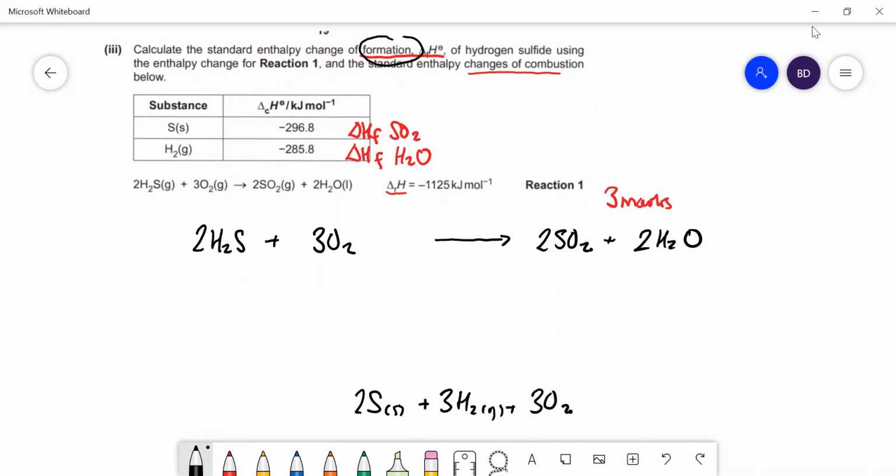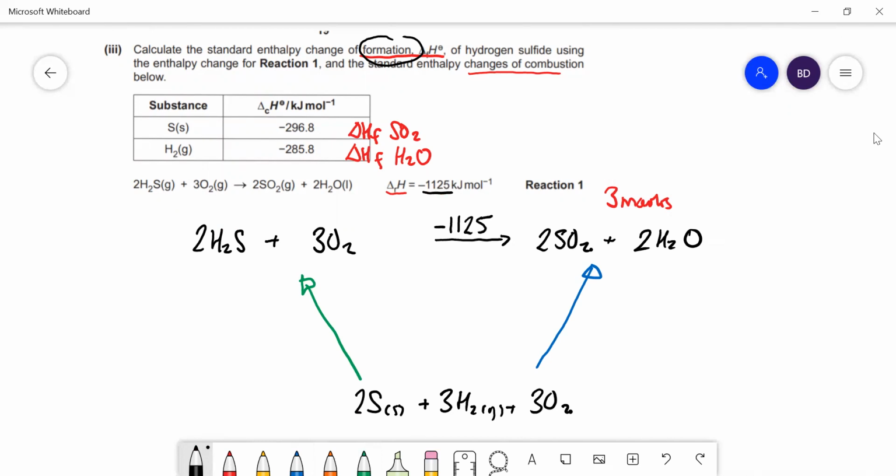Right, now which way are the arrows going to go? We're forming those things, so the arrows are going to go up. So I'll do that one in green, and I'll do that one in blue, arrows going up. We know the value for delta H here, it tells us that's minus 1125.